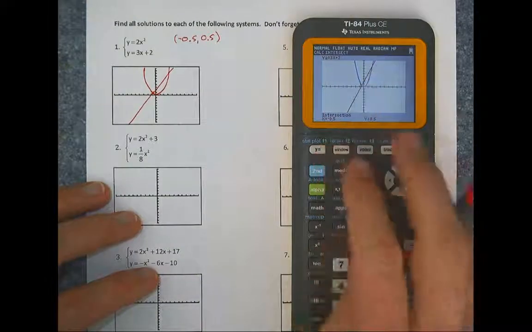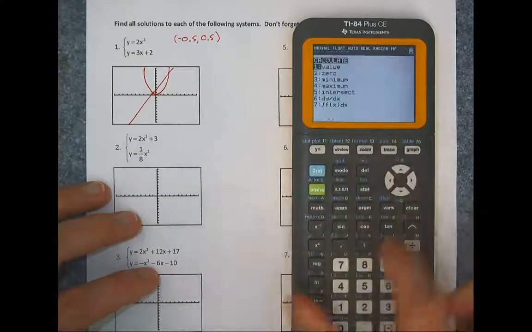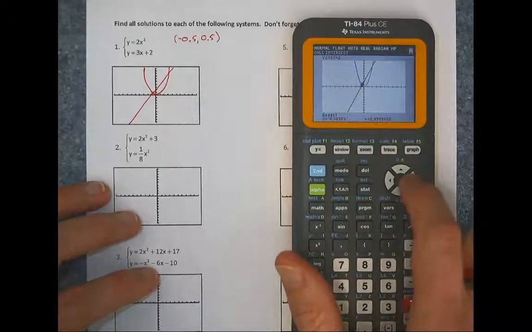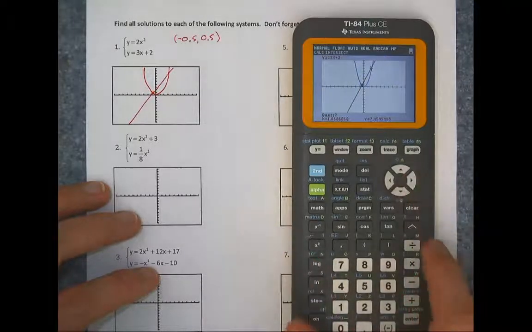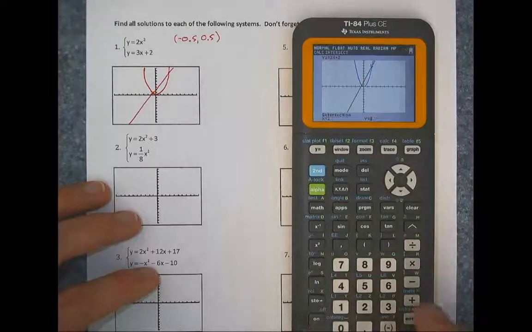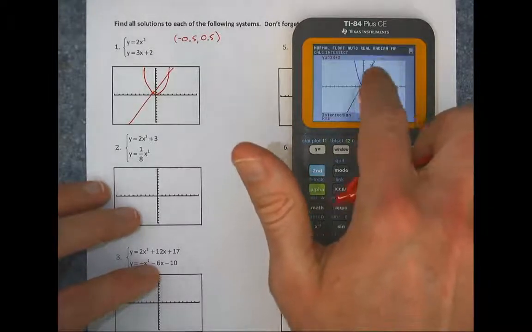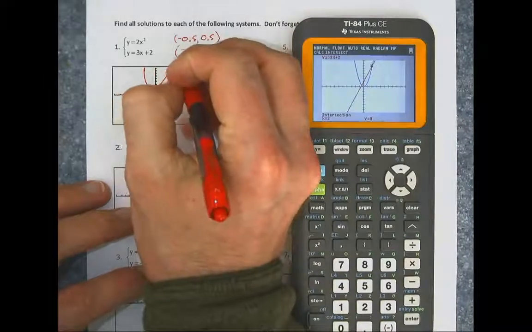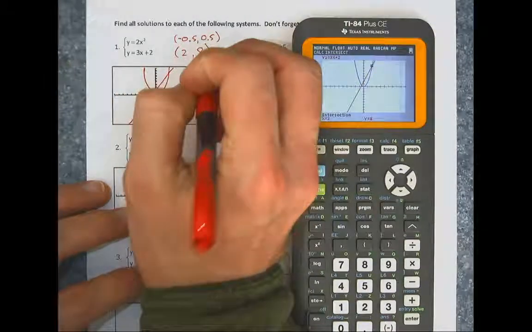Let's find the other intersection. Second, calculate. Number 5, intersect. First curve, second curve, just hit enter, enter, and then let's scroll up here. And you can see I didn't get right on it. It doesn't have to be perfect. Just closer to that one than this one, and it knows what you're talking about. And that one is 2, 8.